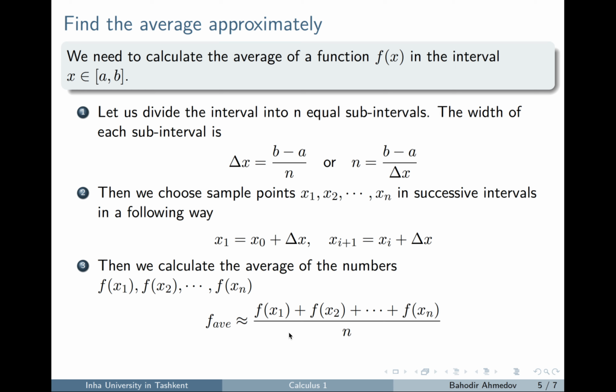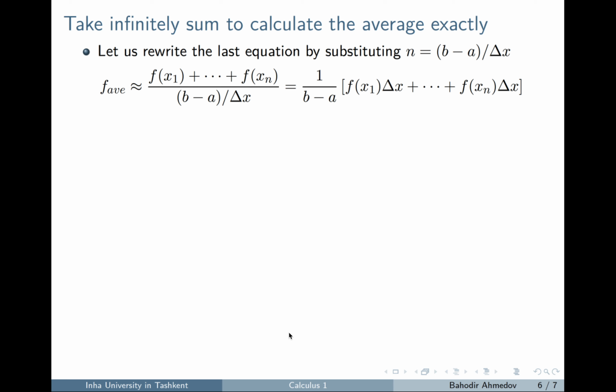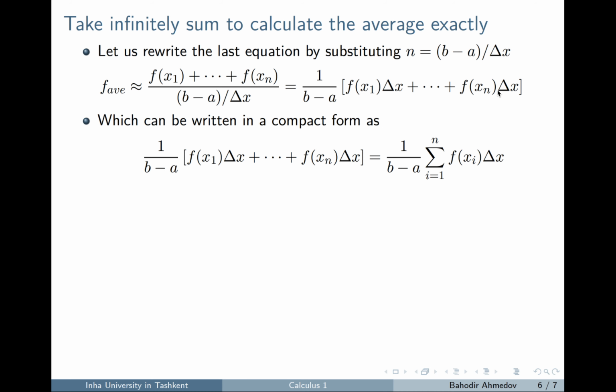Why approximately? Because I'm taking only a finite number of points for my function inside the interval. And obviously, if I would like to get a more precise result, I just need to increase the number of sample points, right? So in order to do this, let me write n as b minus a divided by delta x in this formula. Then if delta x goes to the numerator, my average function will have this kind of formula, which can be written in this compact form, right?